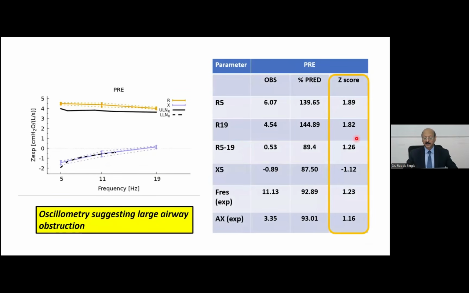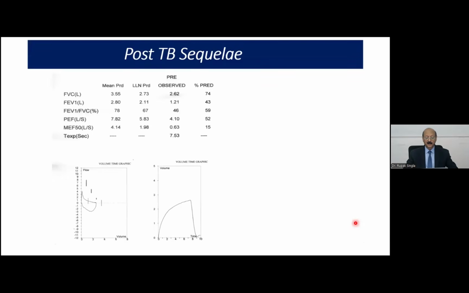And when you see the values, the R5, R19, they are more than 1.645. Rest all are within normal, which is indicating large airway obstruction. Let us see this case.